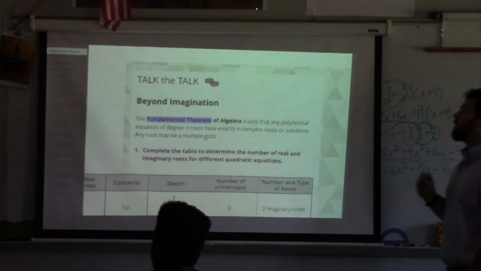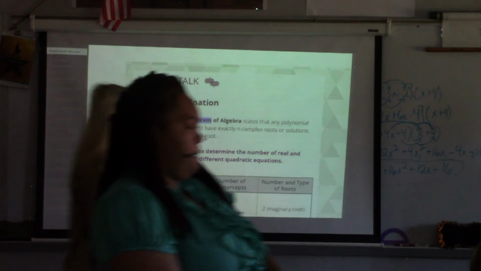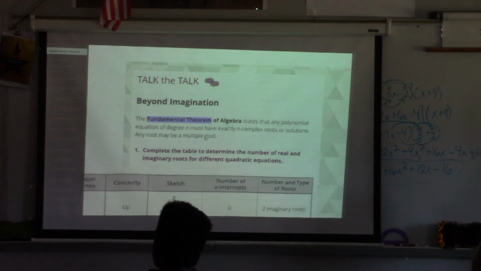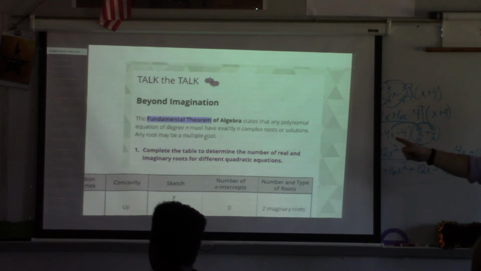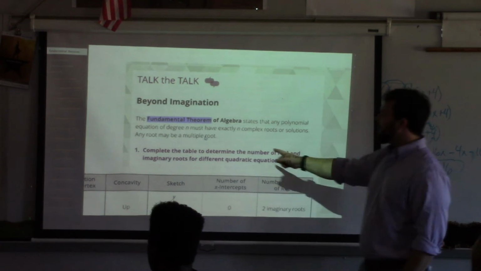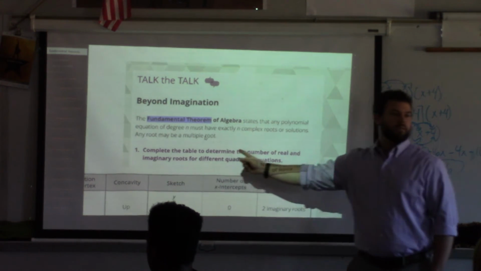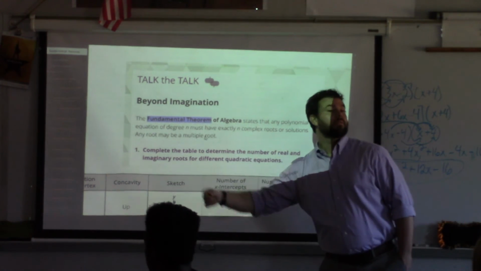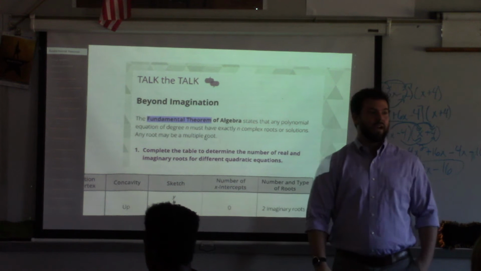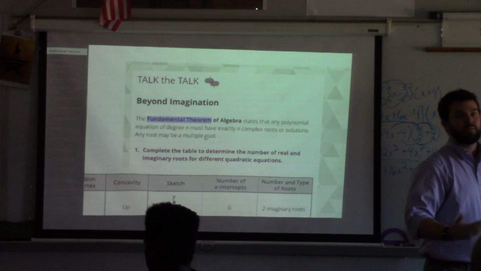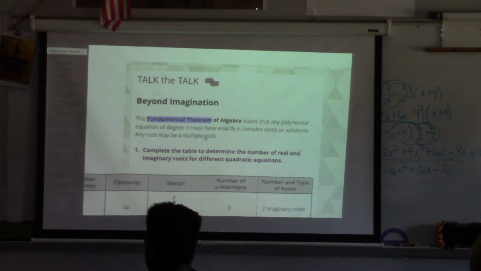The Fundamental Theorem of Algebra states that any polynomial equation of degree n must have exactly n complex roots or solutions. Any root may be a multiple root. What would we call that multiple root now? Multiplicity, right? When we have 3 of those same roots, it's a multiplicity of 3.